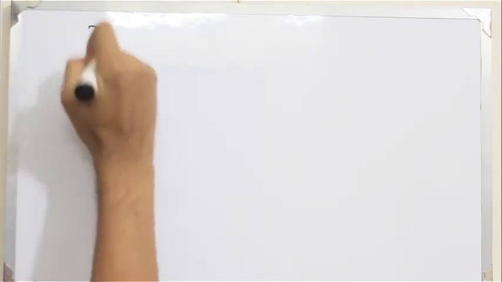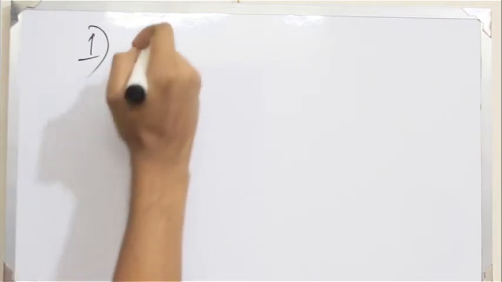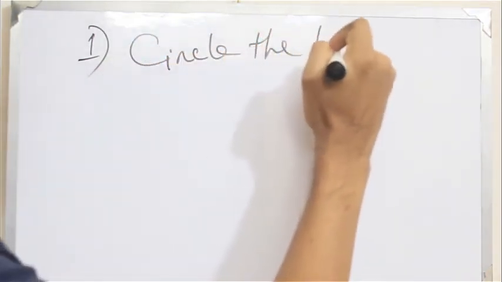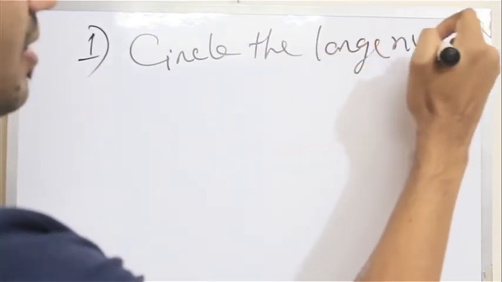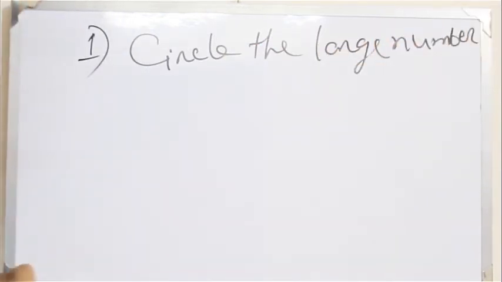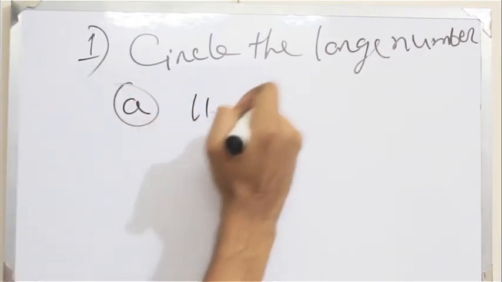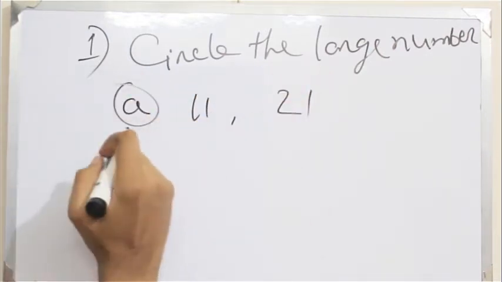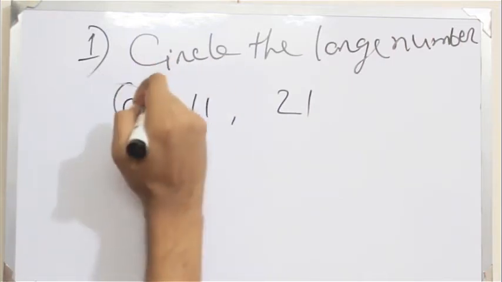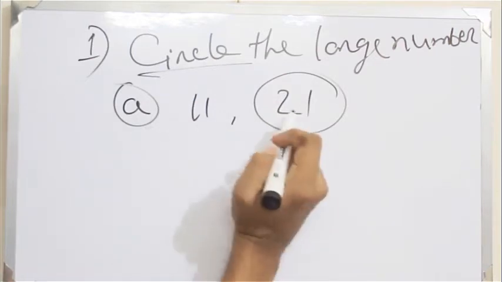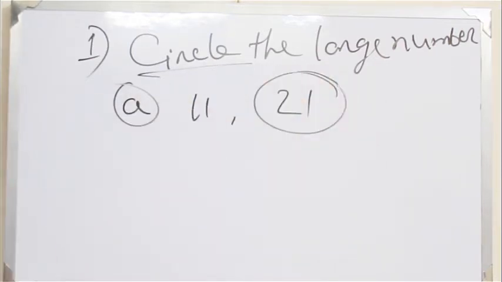Number 1. Look at this. What is it saying? Circle the large number. Here, look at this. A. 11, 21. So you are told to circle. Circle means doing this. Which one is large? 21 is large. So the student will do it.